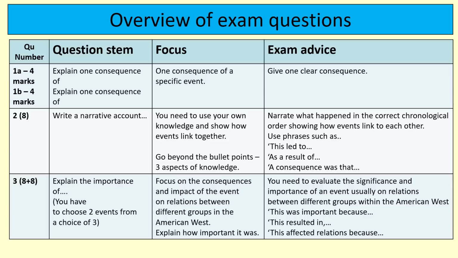You've got to focus on the consequences and significance of an event, on relations between different groups in the American West, explain how important it was. So you're going to use phrases like this was important because, this resulted in, this affected relations because. Remember, this paper is mainly about significance and consequence. They're the main second order concepts that you are going to be writing about in your exam question.